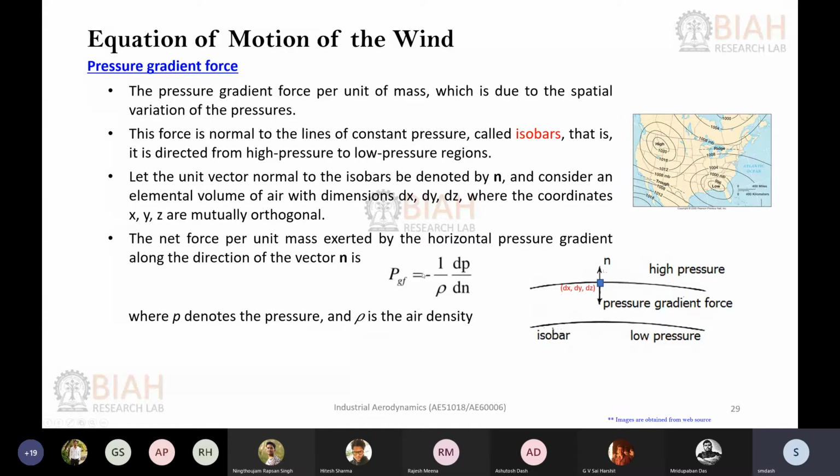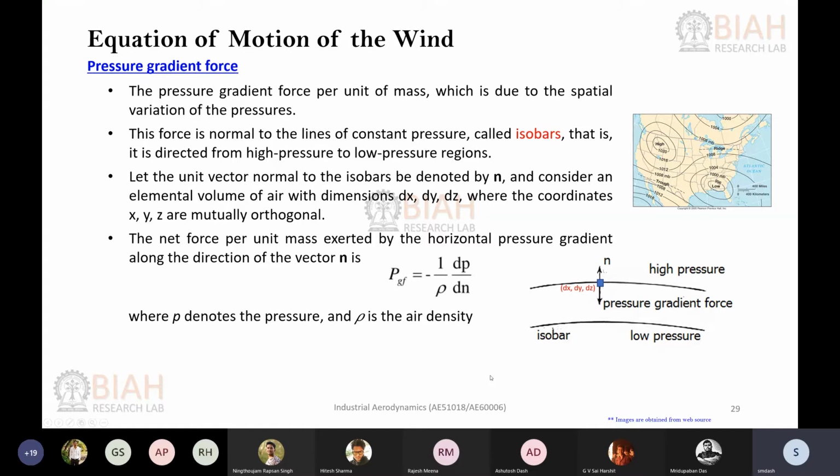Another thing is that I have considered a negative. Why did I consider the negative? Because the air molecule will move from higher pressure to lower pressure, so it is in the opposite direction, not low to high. That's why we need to consider a negative. This will also appear when you do the Taylor series expansion between these two locations. So this is your pressure gradient force.